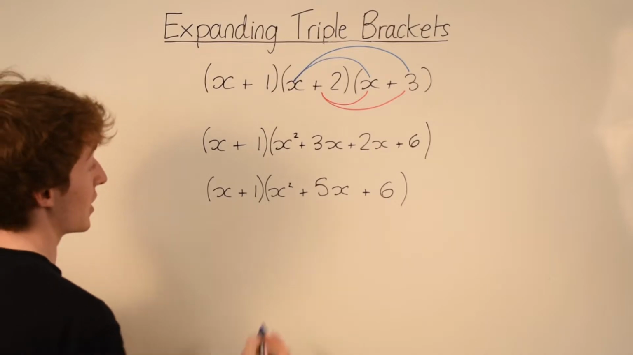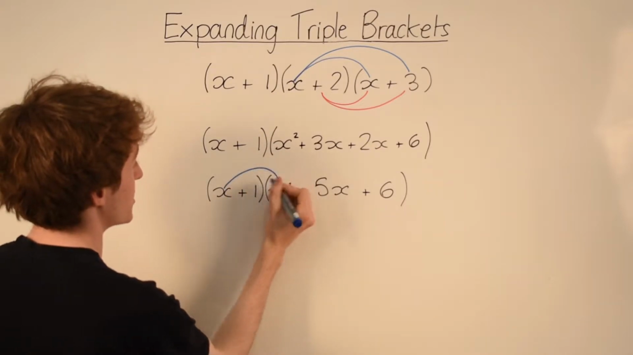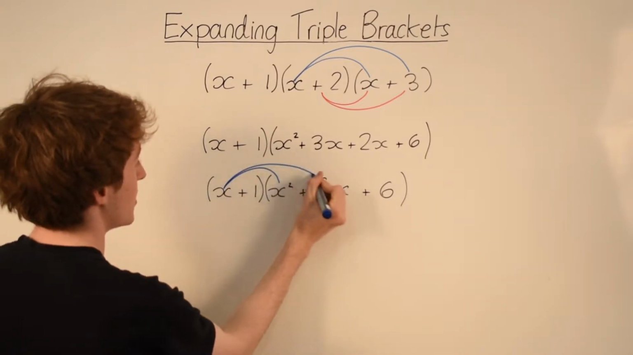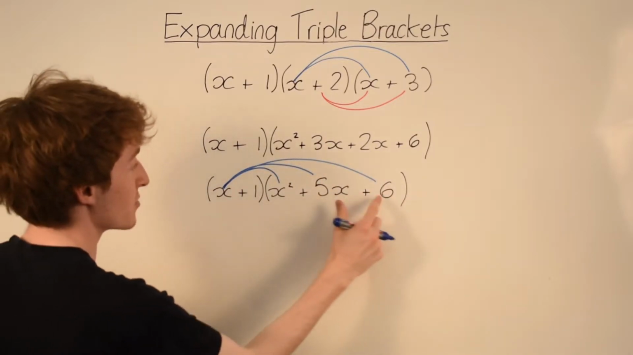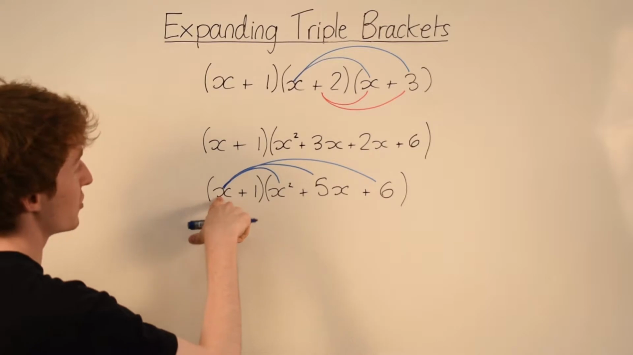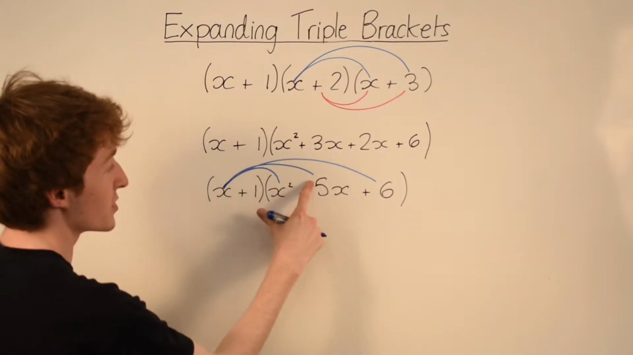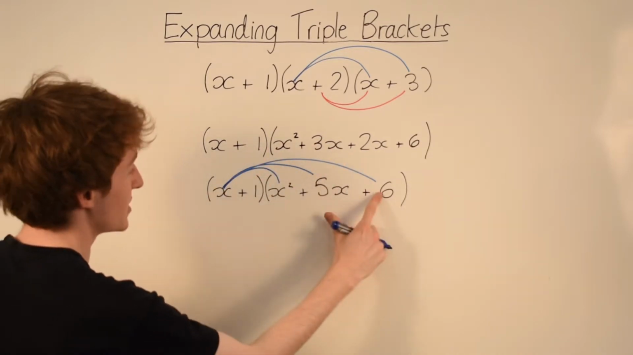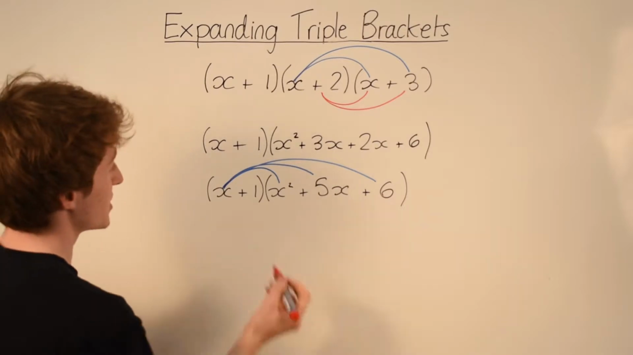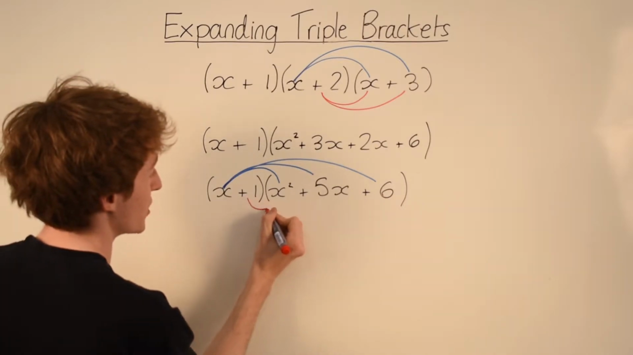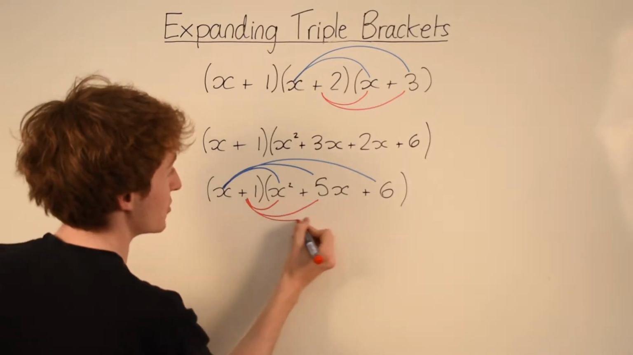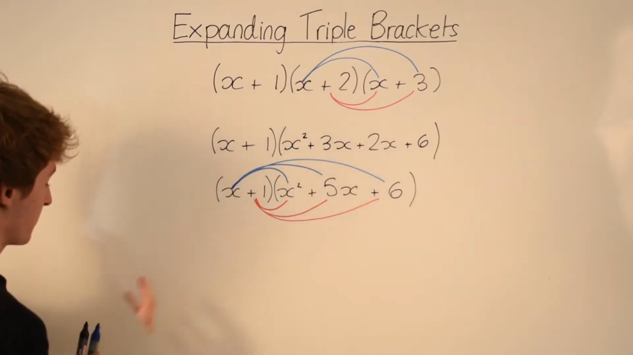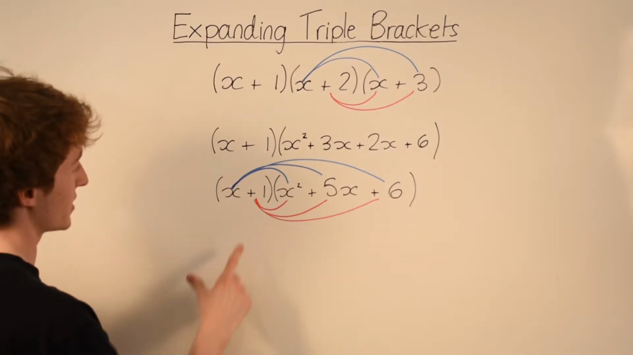So we're going to do that again by joining up our two pairs of brackets using multiplication lines. Now we're going to actually need more multiplication lines than before because there's 3 terms here. So we've got x joining up to x squared, x joining up to 5x, and x joining up to 6. And we're going to do the same underneath. We're going to have plus 1 joining up to x squared, plus 1 joining up to plus 5x, and plus 1 joining up to plus 6. Okay, we're now ready to expand our double brackets here.